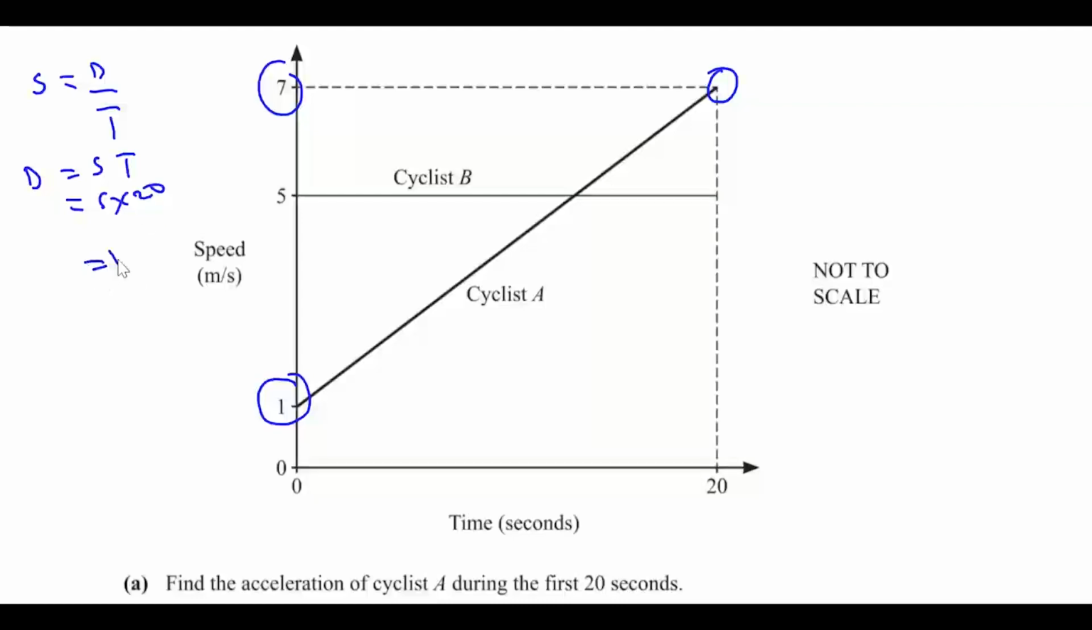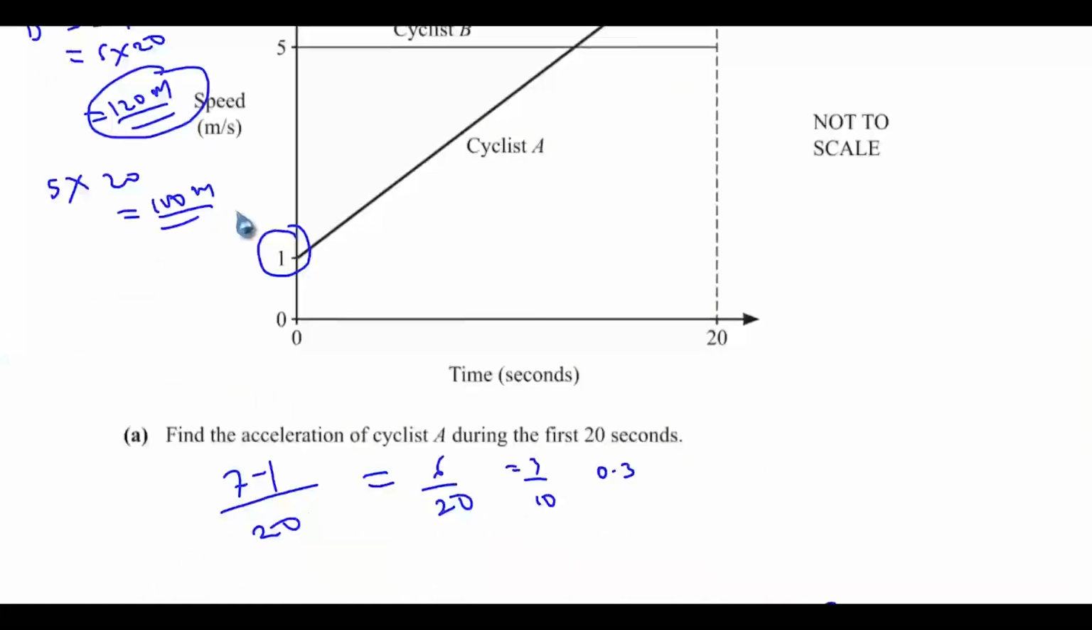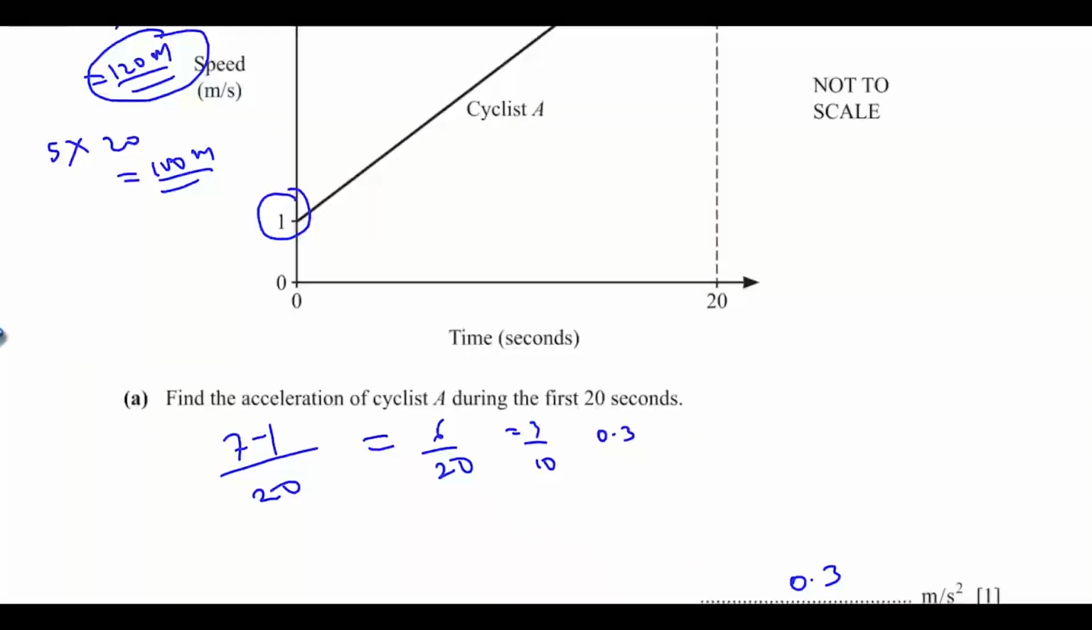So that is 120 meters. Okay. So for cyclist B, the speed is equal to 5 times the time, which is 20. So that will be 100 meters. So that means cyclist B needs to travel 20 meters more, because this one has already got 120 and cyclist B has 100.